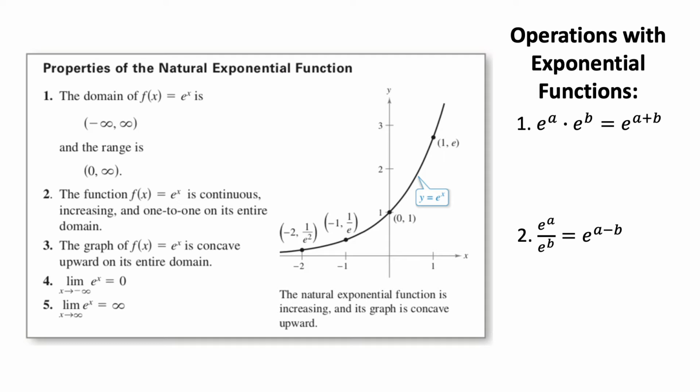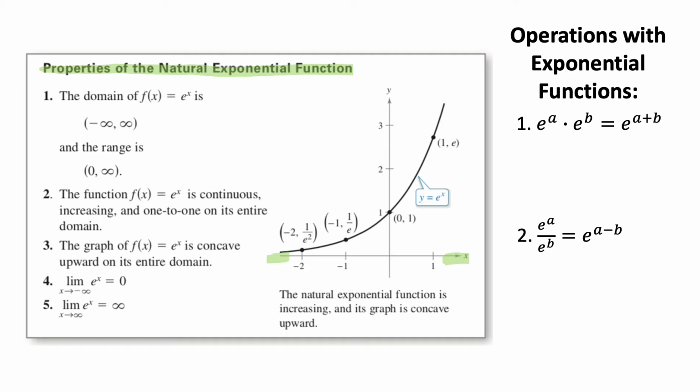Before we jump into the exponential function differentiation, let's review some of the properties of the natural exponential function e to the x. So just like we said in the previous slides, the domain is all real numbers and the range is from 0 to infinity. The function is continuous, increasing, and one-to-one on its entire domain. The graph is concave up on its entire domain, and then the limit as x goes to negative infinity is equal to 0, and the limit as x goes to positive infinity is equal to infinity. So that's just showing you the end behavior as we're going towards infinity or negative infinity.